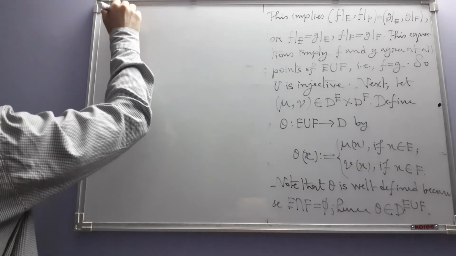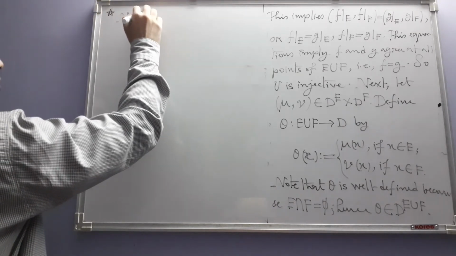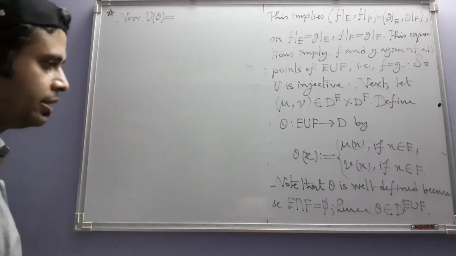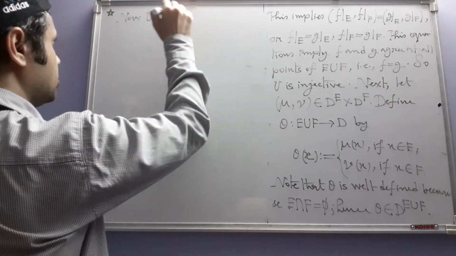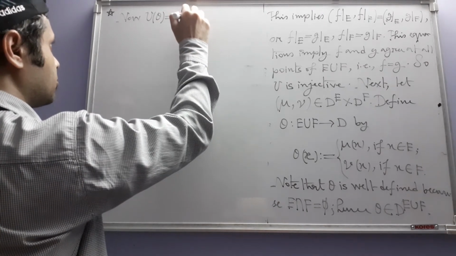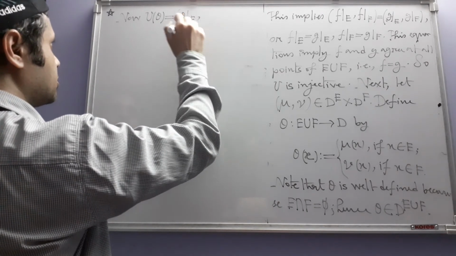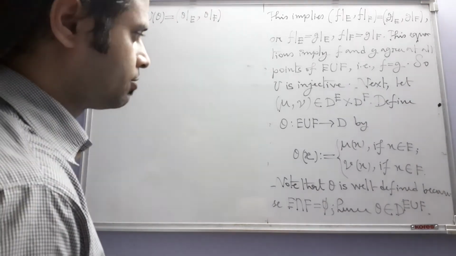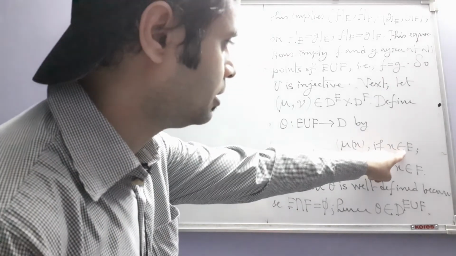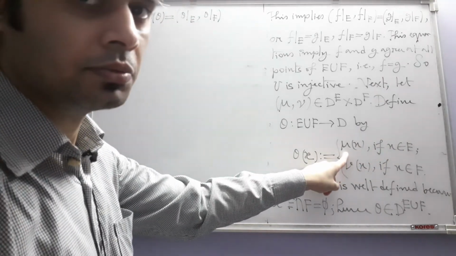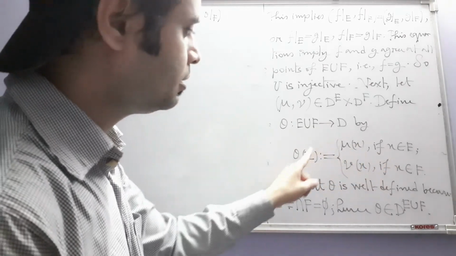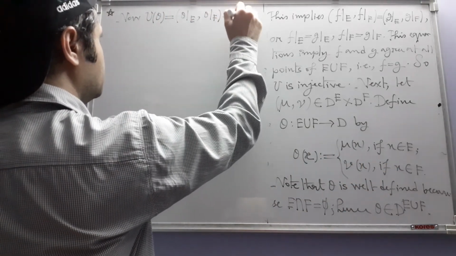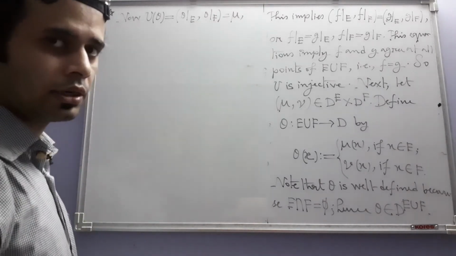Now, what is the U image of theta? By definition, the U image of theta is an ordered pair where the first coordinate is the restriction of theta on E and the second one is the restriction of theta on F. Now, if you restrict theta on E, it is nothing but mu, because that's what it is. On E, theta is nothing but mu. So this is equal to mu. Just like that, the restriction of theta on F is nu.